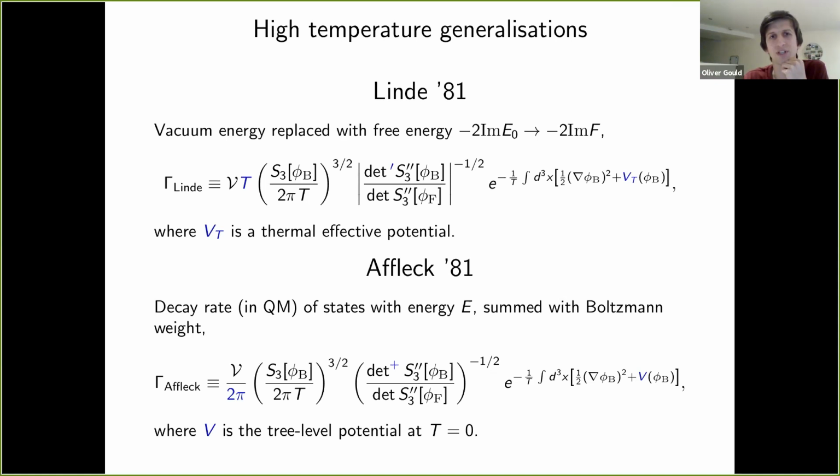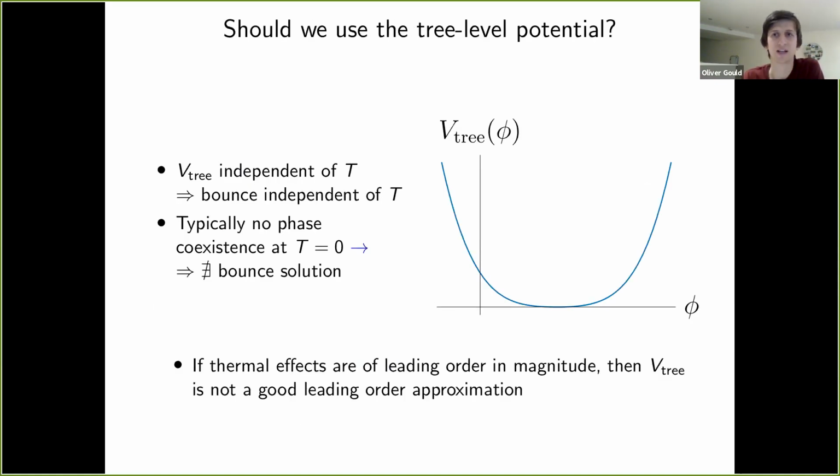So how do we proceed? First thought: should we use the tree level potential, as Affleck suggested? It's the easiest thing we could do. There are some obvious ways in which this doesn't work, because the tree level potential is independent of temperature. As the bounce equations would then be solved with the tree level potential, that means the bounce would be independent of temperature. Which means if there's going to be a bounce at some high critical temperature, there also has to be a bounce at 0 temperature. Yet at 0 temperature, the phase structure might be completely different. Typically, there's no phase coexistence at 0 temperature, even though there is at high temperature, which means there's no bounce solution at 0 temperature. So this fails straight away in that case.